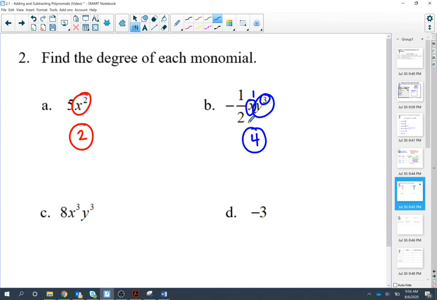Letter C, 8x cubed y cubed. Again, this guy has 2 variables. This guy has a degree of 3. This guy has a degree of 3. We add those together. His degree ultimately would be 6. And then last but not least, letter D, we have negative 3. So the exponent on the variable, there is no variable, which means our degree is going to be 0.